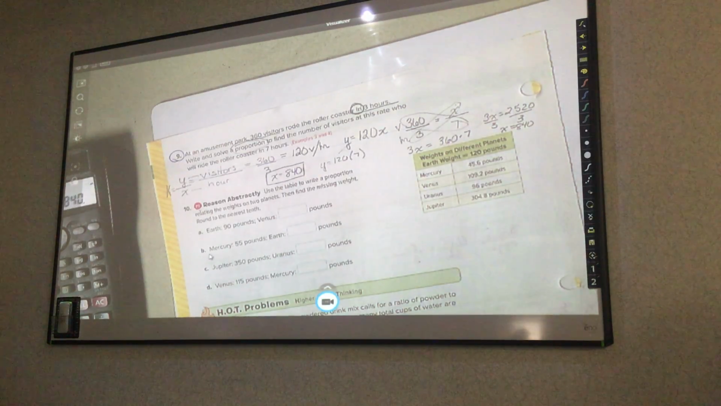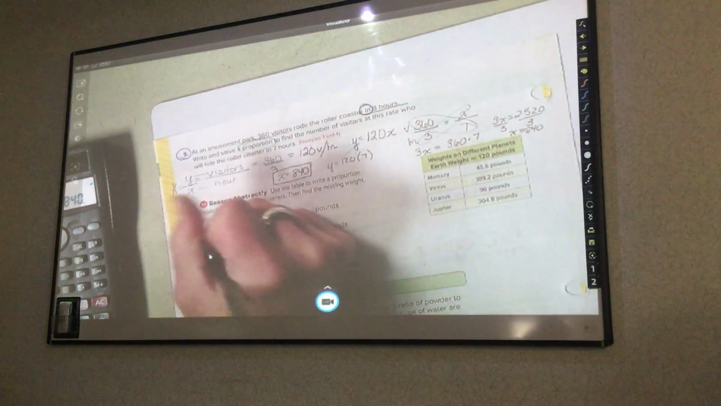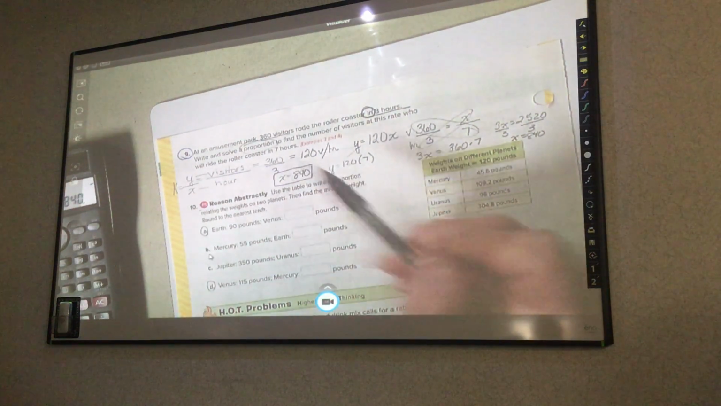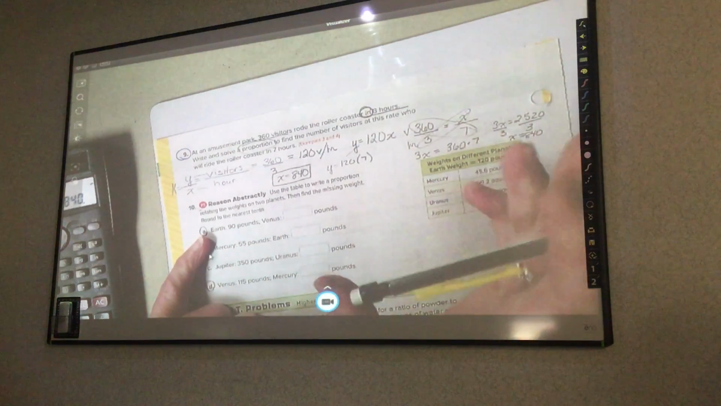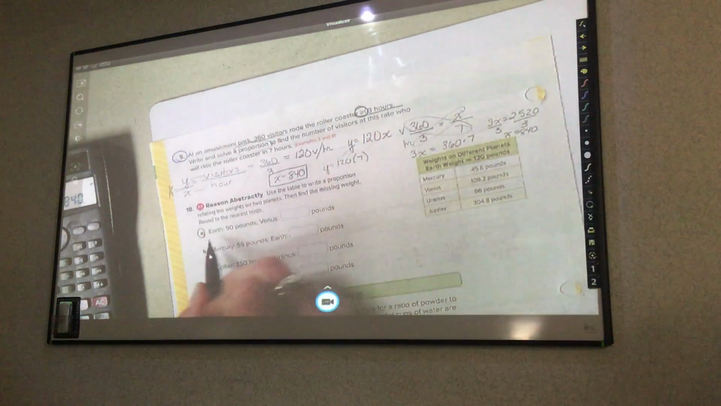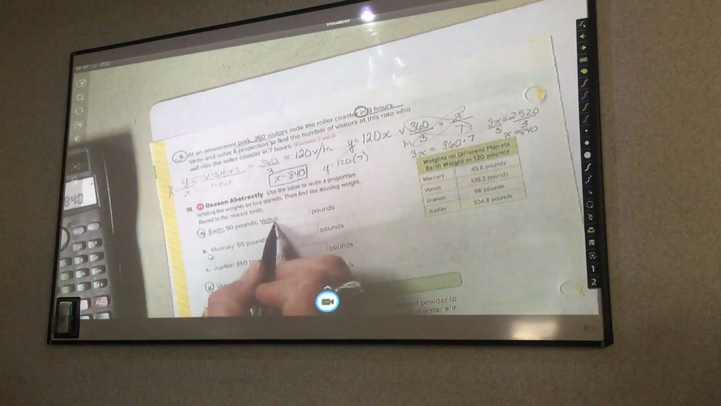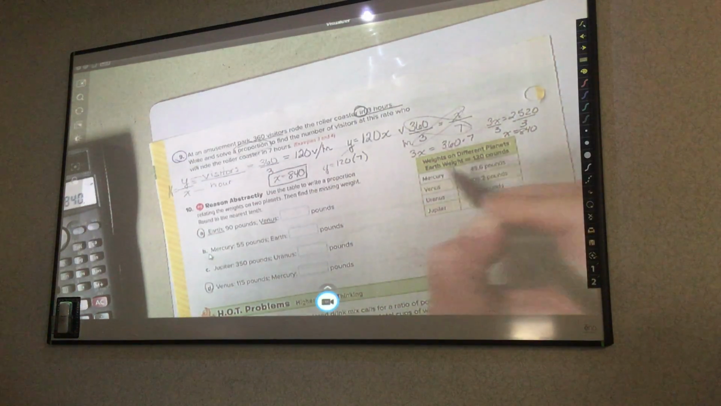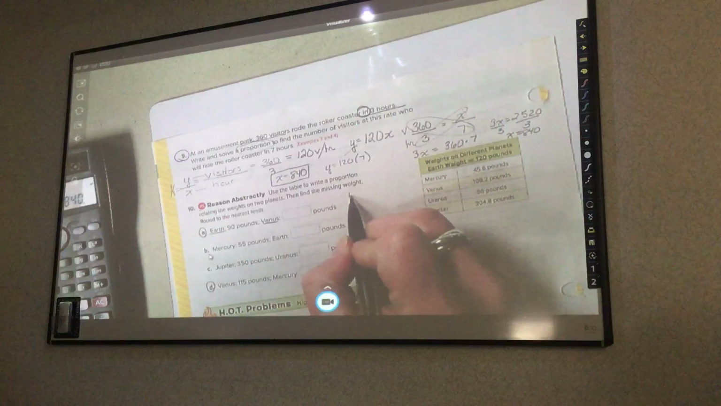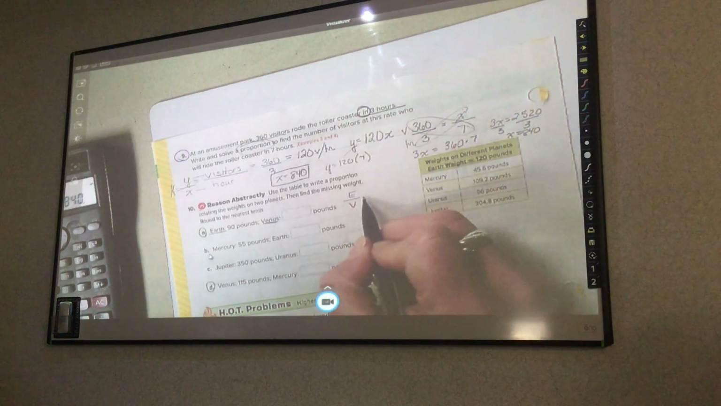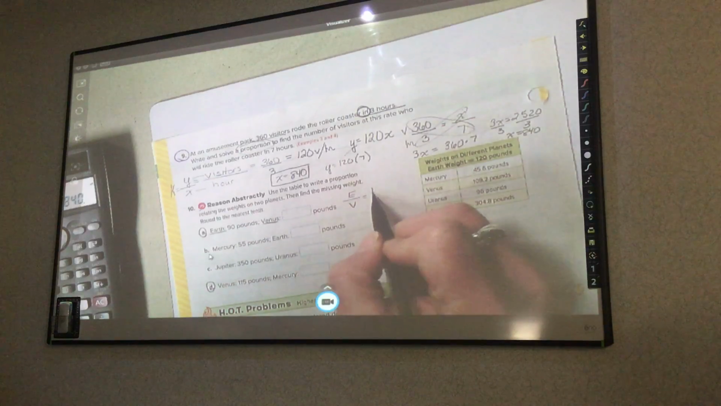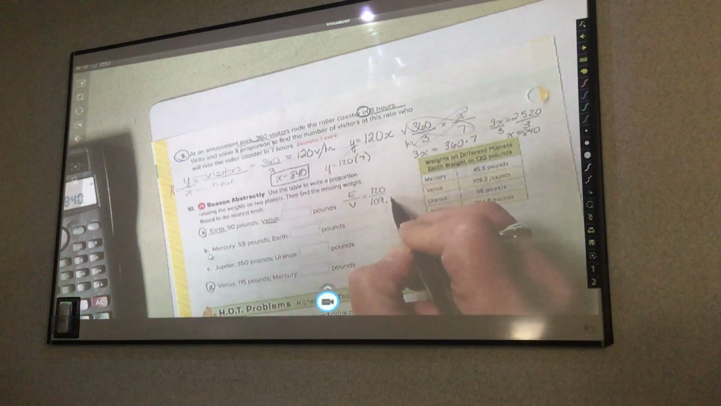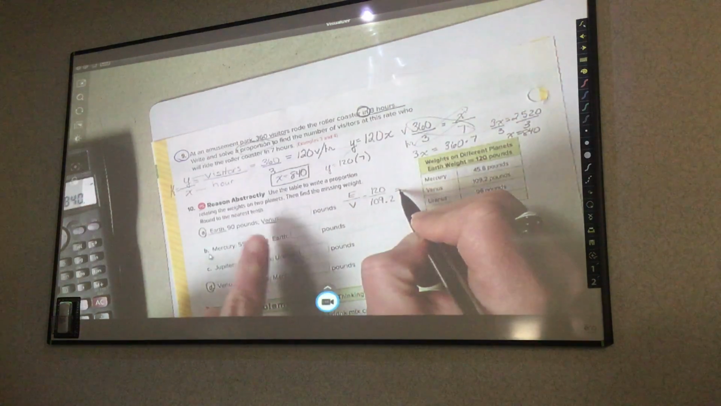Number 10, you do not have to do all of it, we're going to do A and D. Use the table to write a proportion relating the weights on 2 planets, then find the missing weight to the nearest 10. So we've got Earth to Venus. I need to come over to the chart and find Earth to Venus. Earth weight is 120, so I've got 120 to Venus in the chart, which is 109.2.